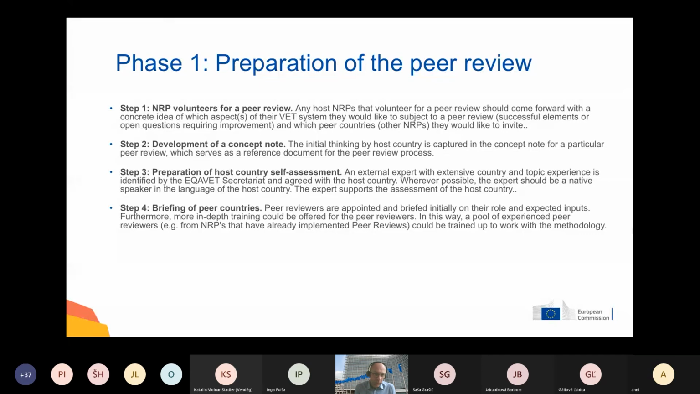So this is the third phase, and then the fourth step in the first phase is briefing of the peer countries, because that's of course also very important that the other peers that will participate in this review are fully briefed about the challenges and a bit also contextual information about the country, so that it's already easier to provide also feedback for the host country.